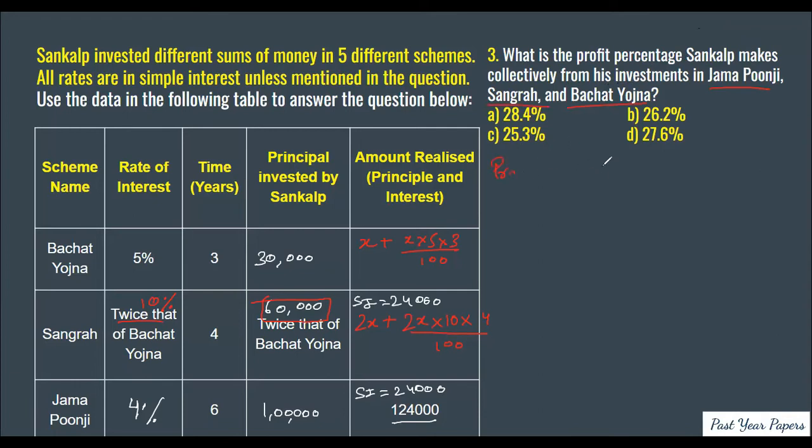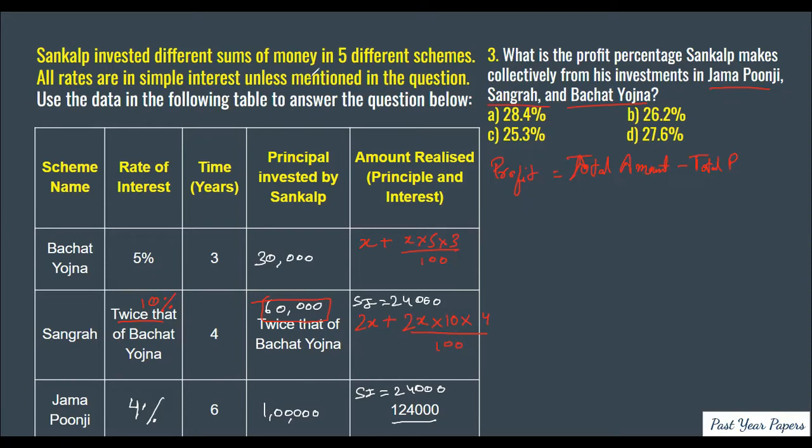Profit is the total amount you received. This is the total amount. Okay, total amount you received from all these schemes minus the total principal that you invested. Yes, this is profit. So first of all, we need to find the total amount.